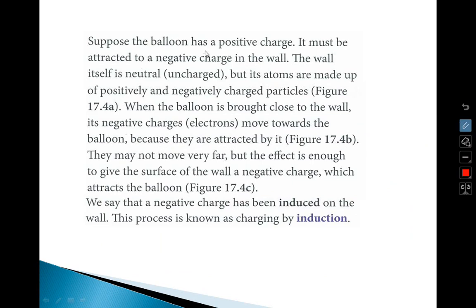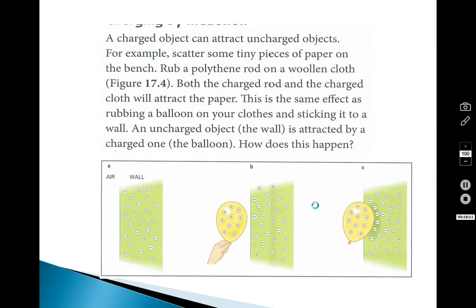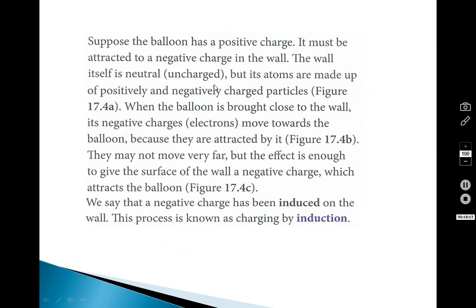Suppose the balloon has a positive charge, as we said in the last figure. The balloon is positively charged. It must attract what? Negative charge in the wall. So the negative charges will be attracted to what? To the balloon, because the balloon is positive. If the balloon is negative, then the positive charges are attracted to what? To the balloon.